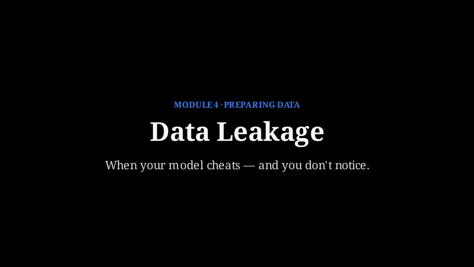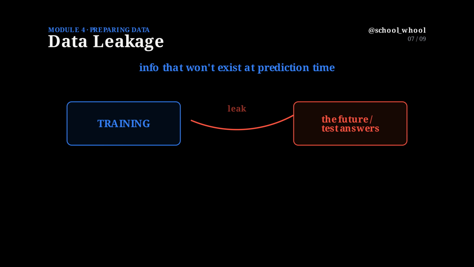Last lesson ended with a warning. This lesson is all about it. It's the single most common way a machine learning project fools you into thinking it works, and then falls apart in the real world. It's called data leakage.